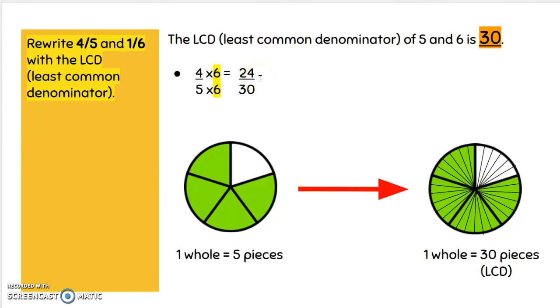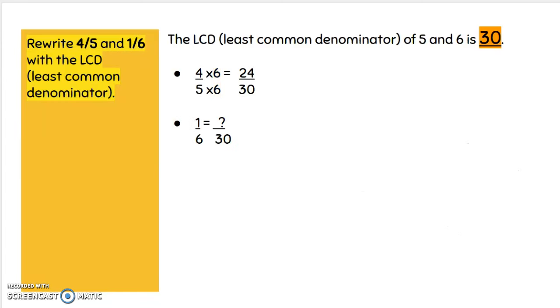They look different, but they're equivalent. As you can see in the picture, they have the same value. So I've rewritten 4/5 with the least common denominator 30. Now I need to do the same for 1/6.